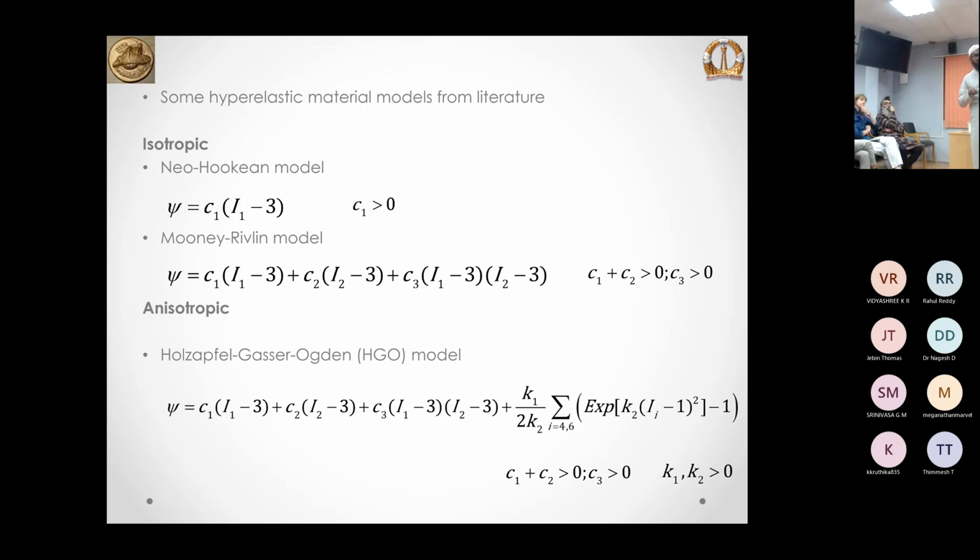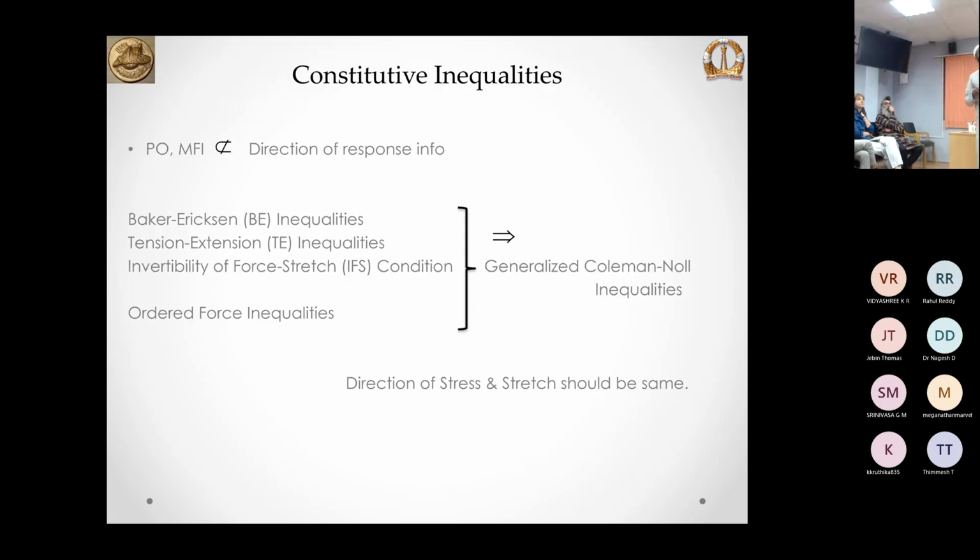That looks like this. It has C1, C2, C3, I1, I2, the I1, I2 product, and some anisotropy part. This is the isotropy part and the anisotropy part also. So we also have to take care of constitutive inequalities.